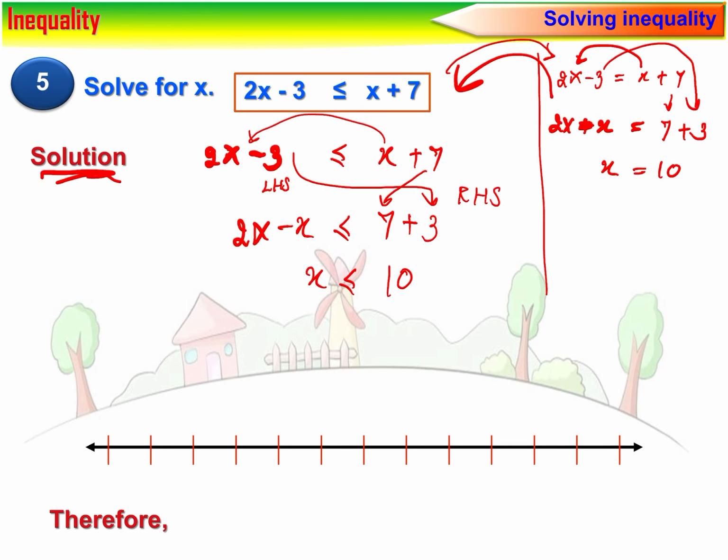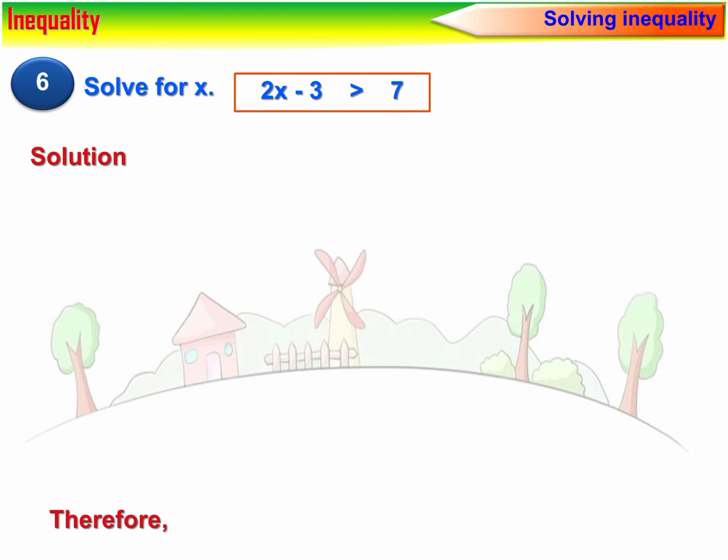Then you draw a number line and you need to have number 10. Less than or equal to, so include 10, use a closed circle and then go to the left hand side like this.